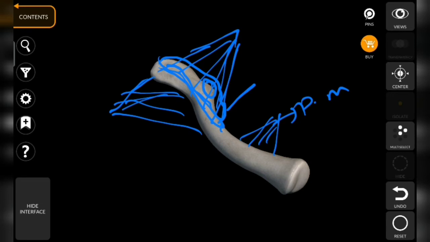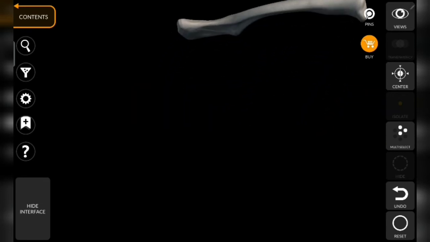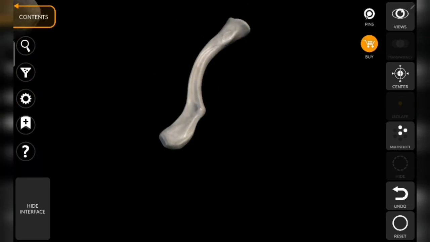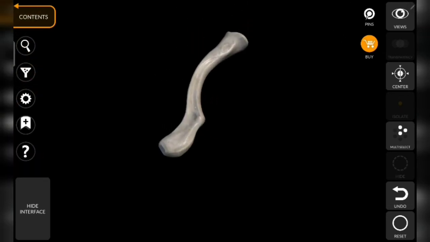Okay, so from the inferior aspect, you can see over here the subclavian groove. Okay, and the oval impression on the inferior surface at the medial end gives attachment to the costoclavicular ligament. And the subclavian groove gives insertion to the subclavius muscle. Sometimes the supraclavicular nerve passes over here.